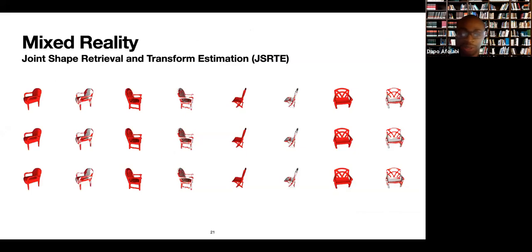And some of the applications, because some of this might be vague. So the problem here is, we see a shape, we want to know what is this shape and what is its relative pose and scale compared to maybe something I've seen before.